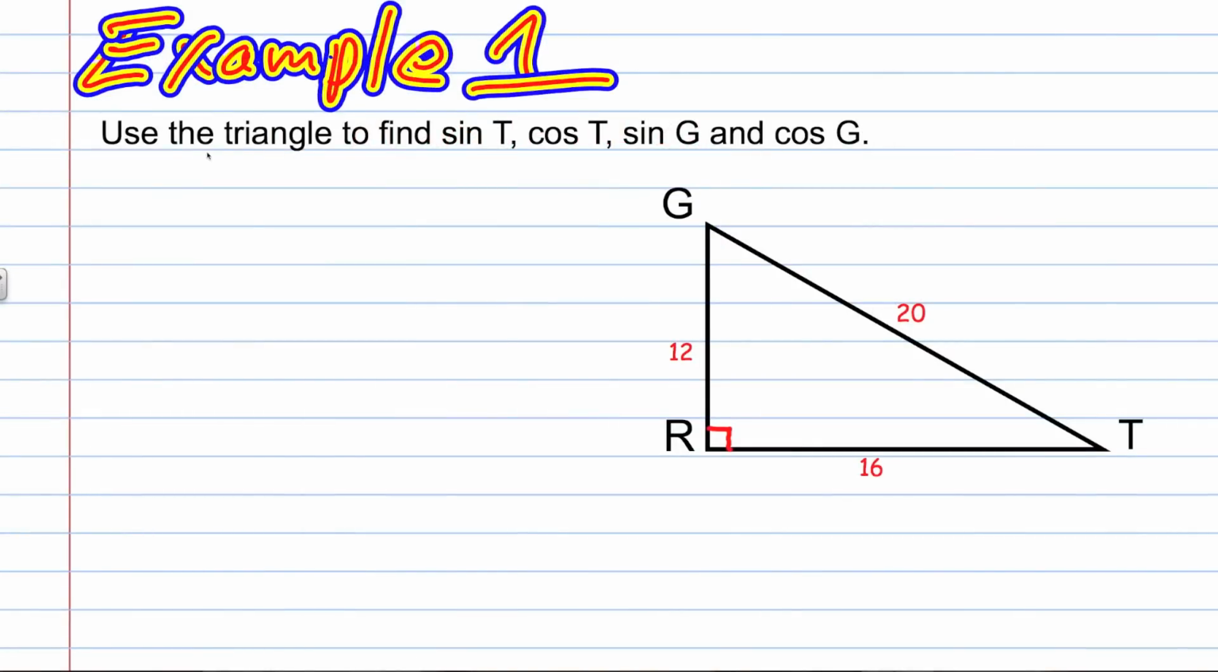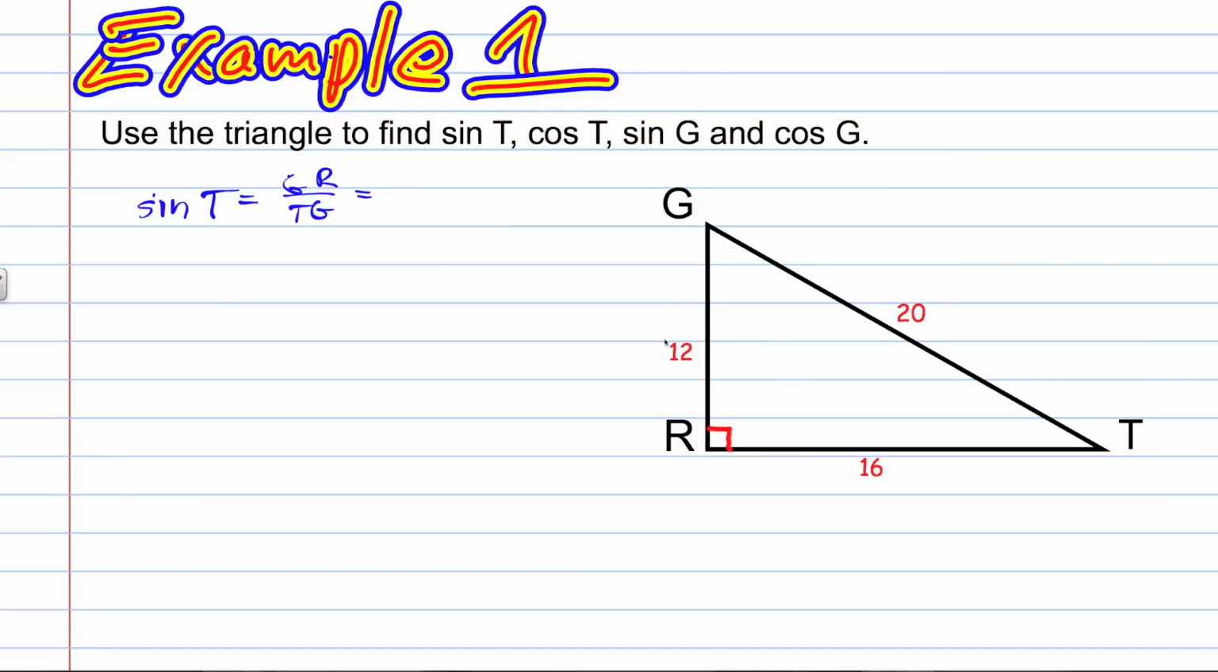Example 1, we are asked to use the triangle to find the sine of angle T, the cosine of angle T, the sine of angle G, and the cosine of angle G. So we're going to end up with 4 different answers. We start with the sine of angle T. Sine is the opposite over the hypotenuse, so the sine of angle T is GR over TG.